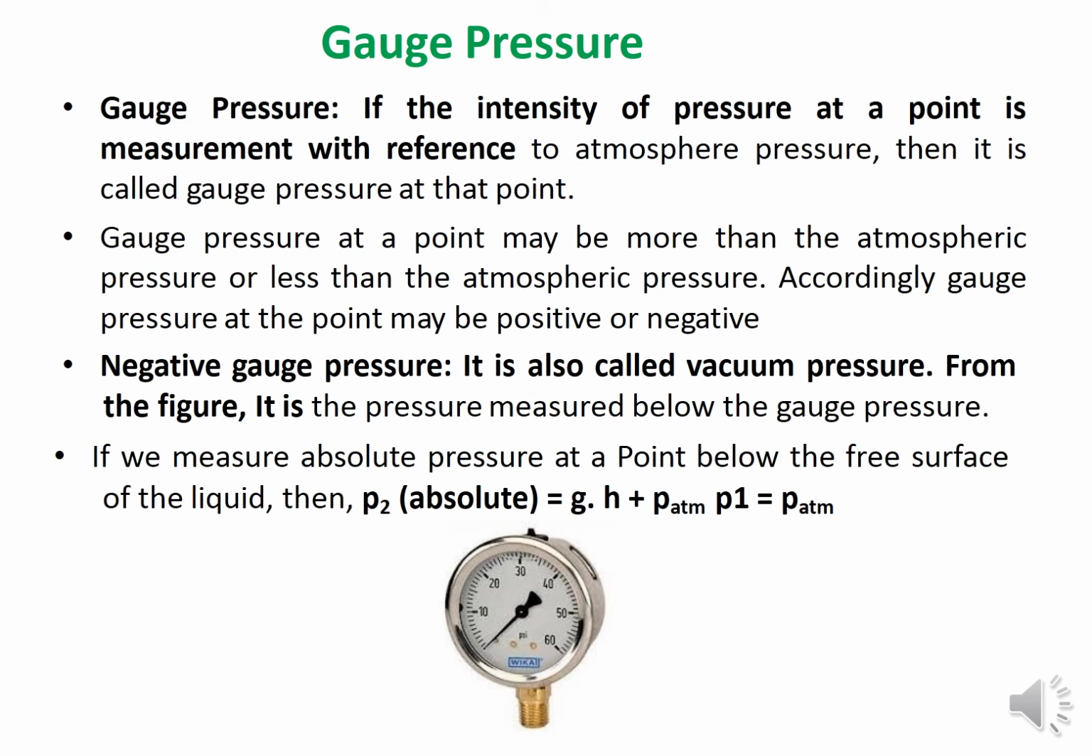For gauge pressure, I said already, it is measured by an instrument with respect to atmospheric pressure. Gauge pressure at a point may be more than atmospheric pressure or less than atmospheric pressure, so the gauge pressure at the point may be positive or negative. Negative pressure is called vacuum pressure, and positive is gauge.